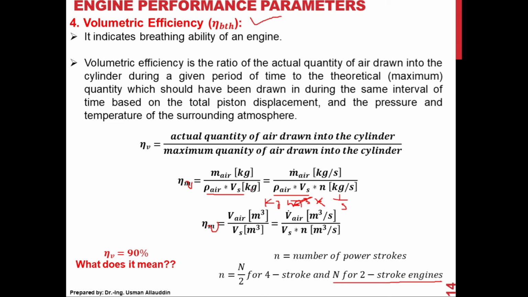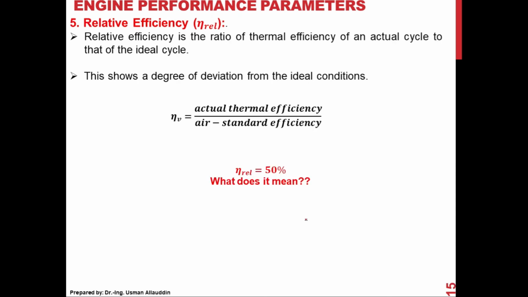Similarly, if you are given the quantity of air in meter cube, then you can also determine the volumetric efficiency. Then it will be the actual volume of air divided by the swept volume. And if you have the volume flow rate V dot air, then divide by the swept volume multiplied by N. These are the formulas for the volumetric efficiency.